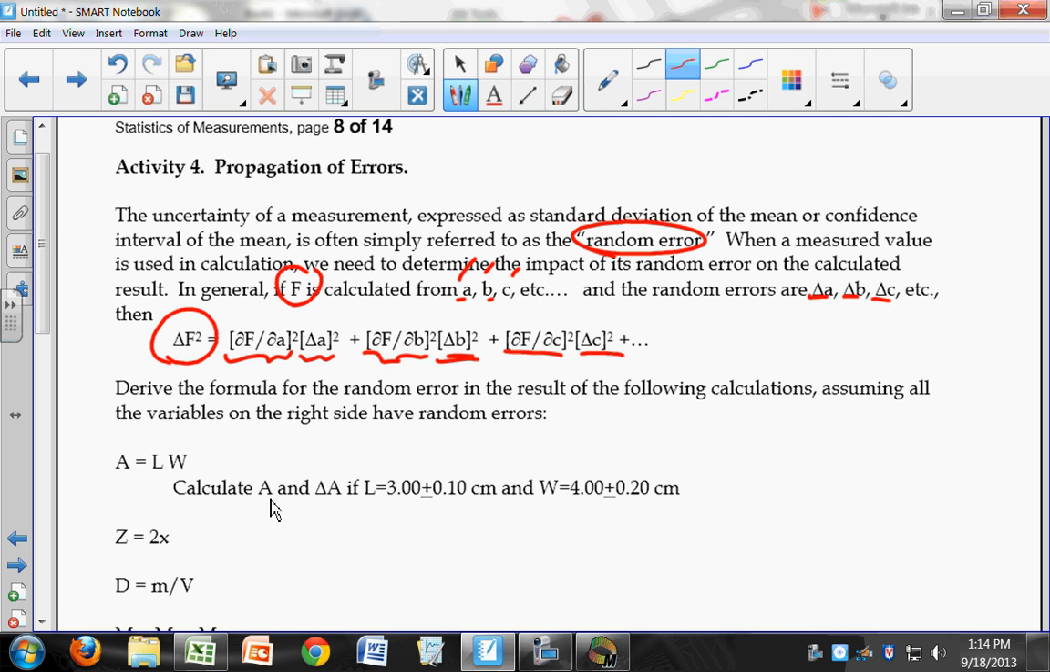So this is the effect of uncertainty in A on the result. This is the effect of the uncertainty of B in the result. This one right here is the effect of the uncertainty of C in the result, and so on. So let's try that for a few of these things.